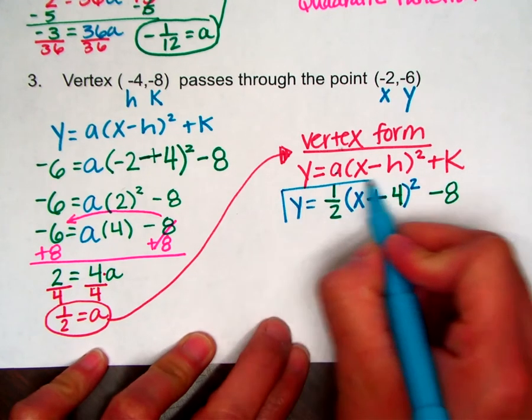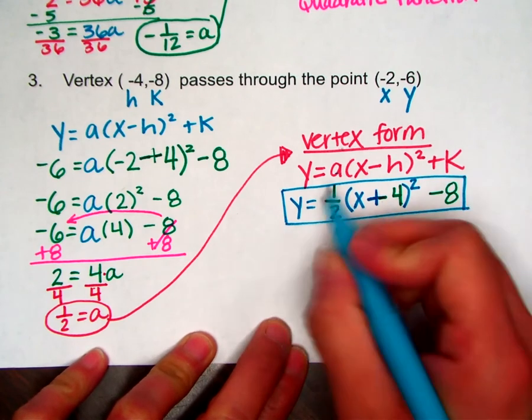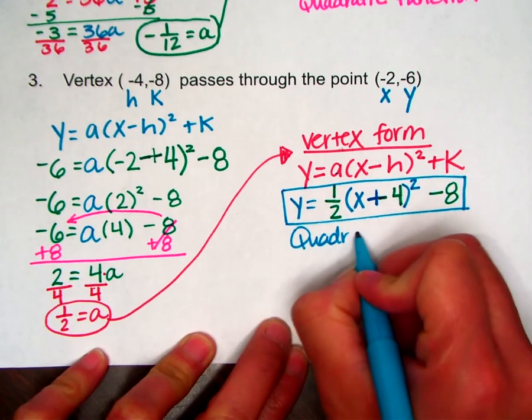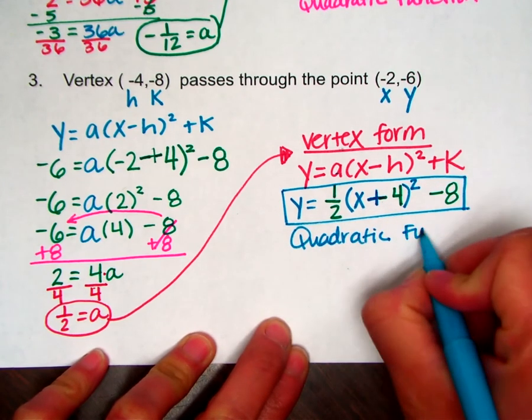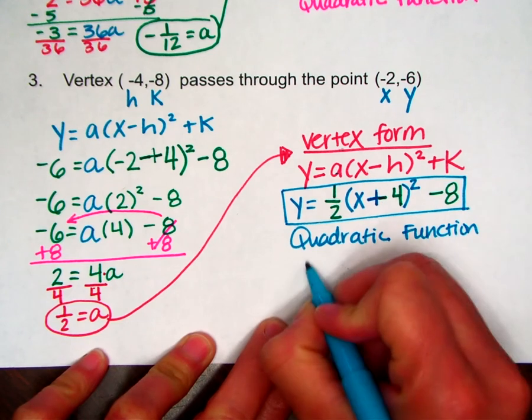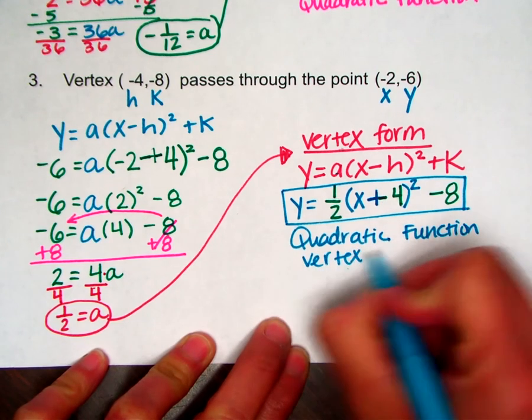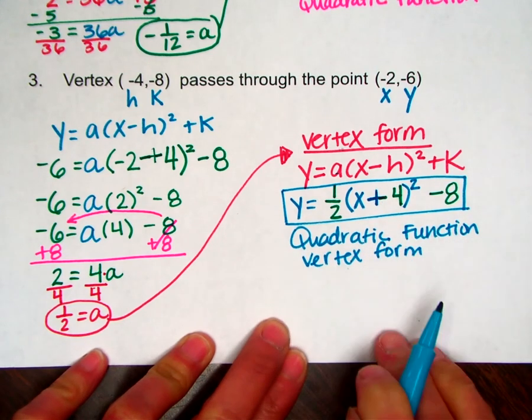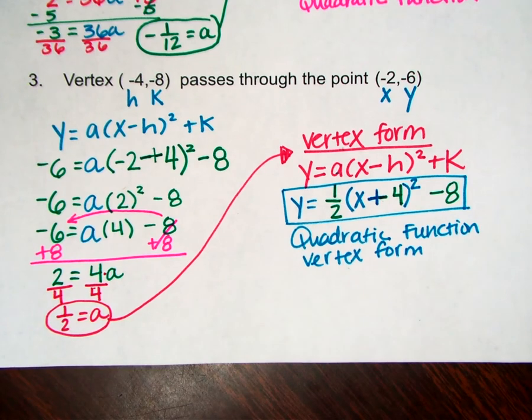So this is the correct simplified form for the quadratic function written in vertex form using your vertex and a point. Now it's going to be your turn to try.